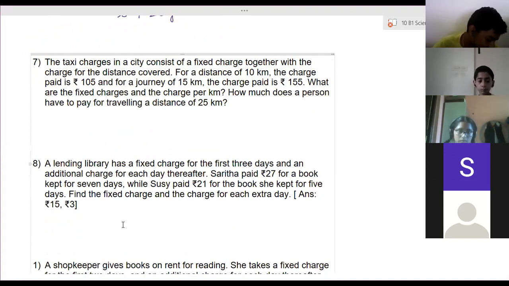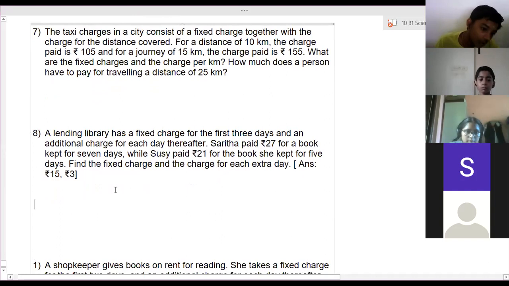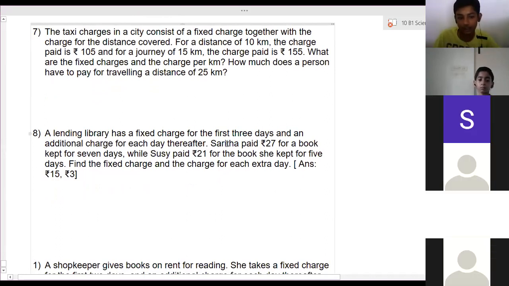So the first 3 days is the fixed value. Whether the person takes the book for 1 day, 2 days or 3 days, the cost will be fixed. After 3 days, if the person keeps the book, he has to pay that fixed charge plus the per day charge for the 4th day, 5th day, 6th day. So for the remaining days, the per day charge has to be paid.